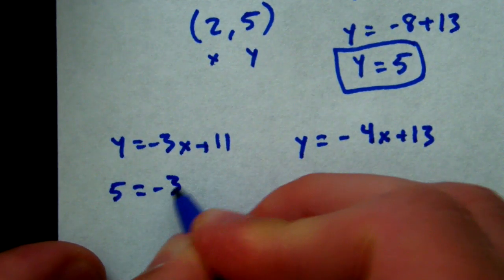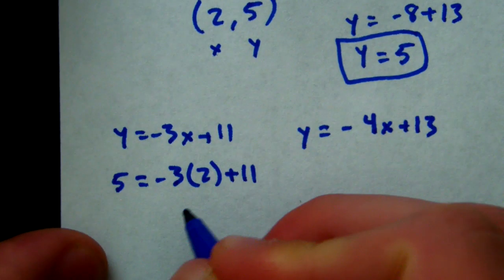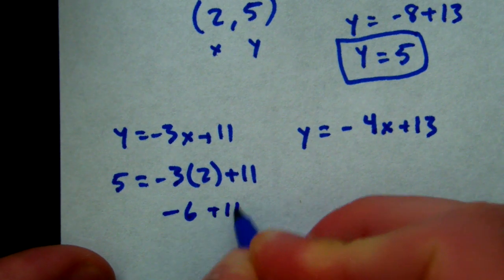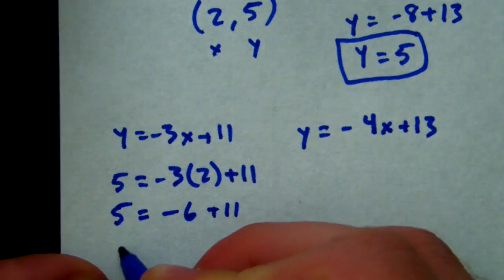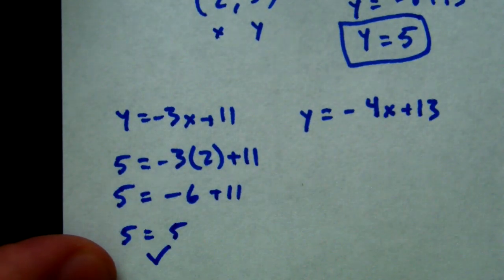5 equals negative 3 times 2 plus 11. And I'm just going to do this one first. Negative 3 times 2 is negative 6 plus 11. Negative 6 plus 11 is 5, and this one actually does check out.